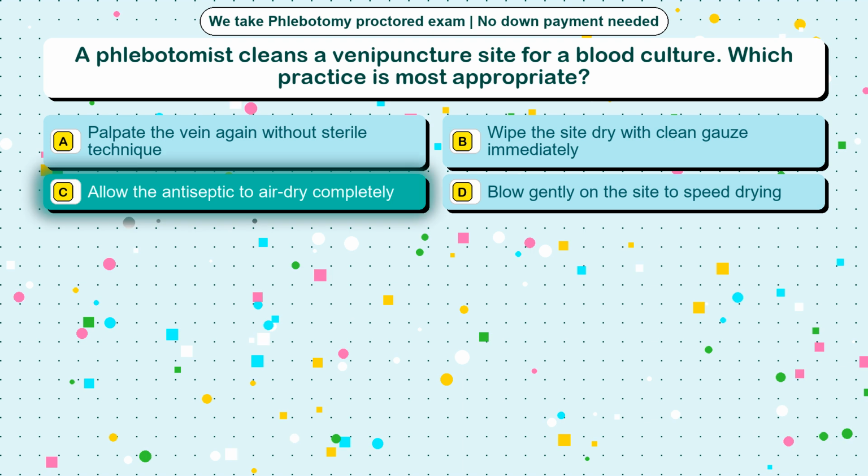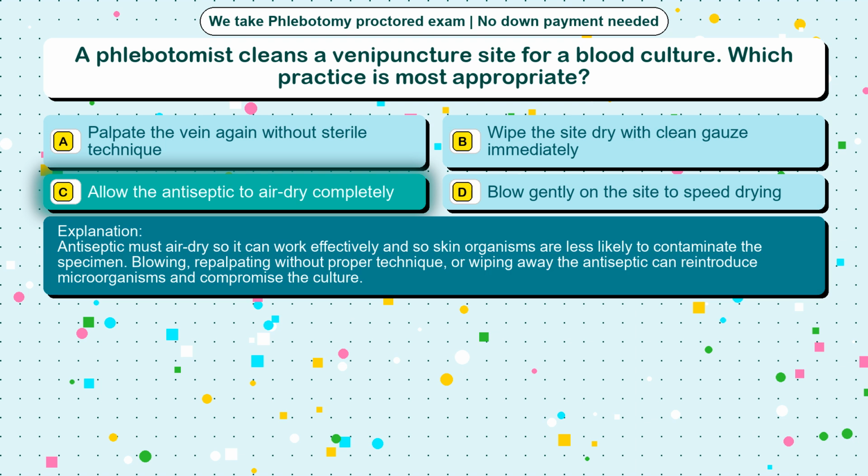The correct answer is option C. Allow the antiseptic to air dry completely. Antiseptic must air dry so it can work effectively and so skin organisms are less likely to contaminate the specimen. Blowing, repalpating without proper technique, or wiping away the antiseptic can reintroduce microorganisms and compromise the culture.